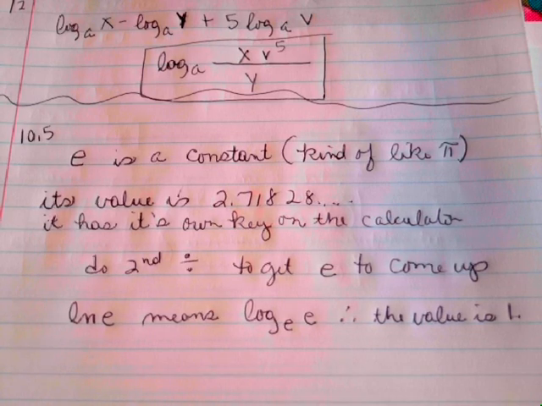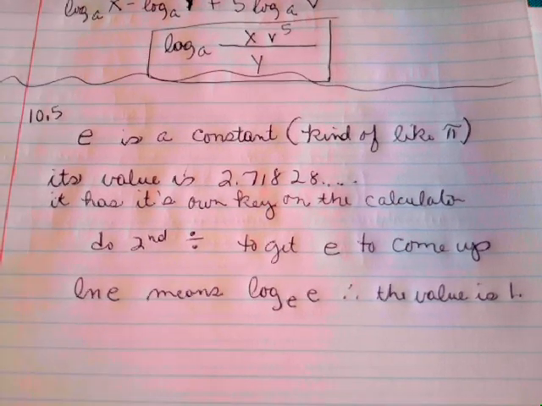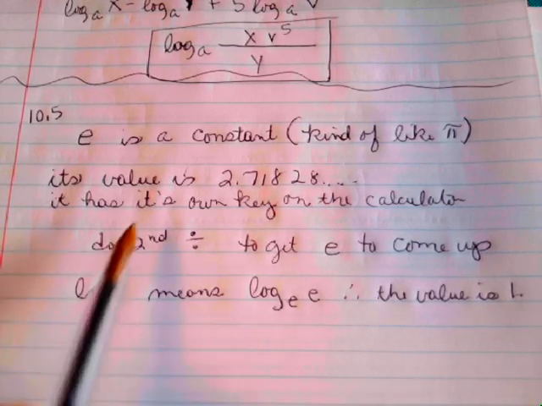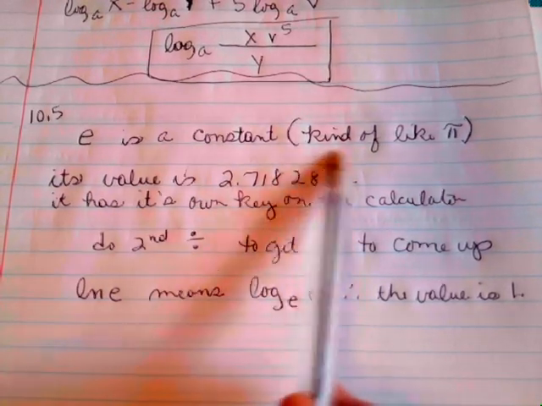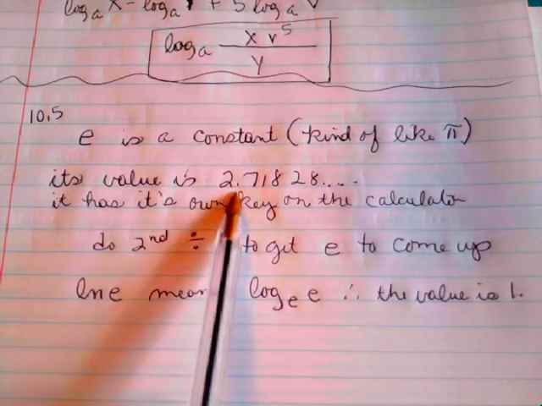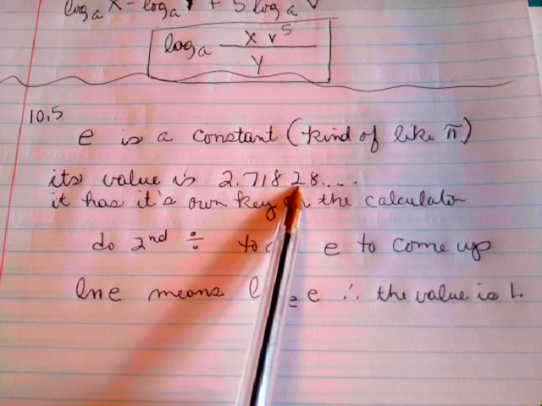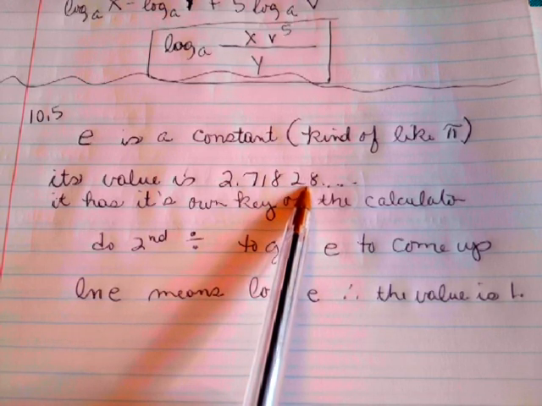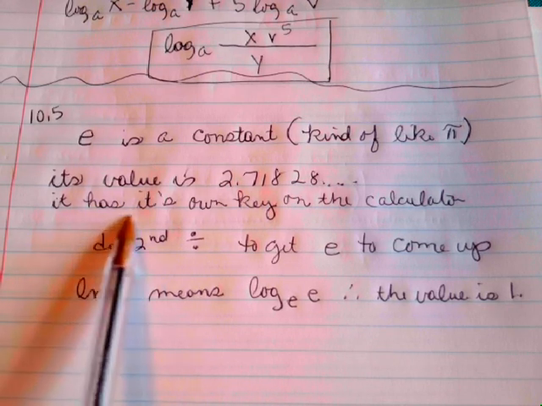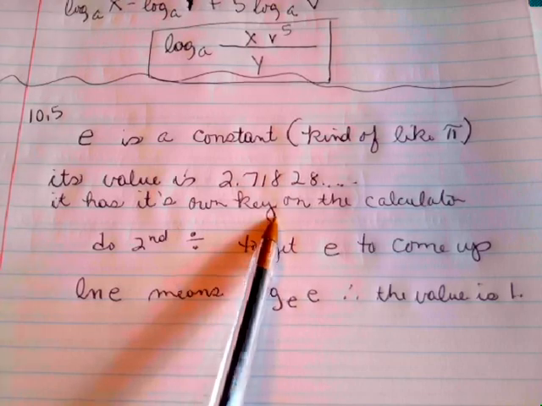Lesson 10.5 is about natural logarithms. E is a constant, kind of like pi. Its value is approximately 2.71828. It's used in lots of formulas. It has its own key on the calculator.